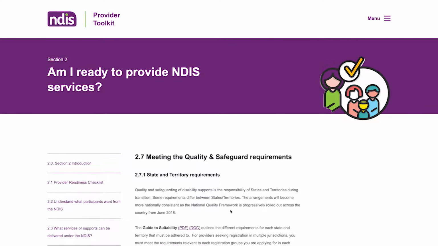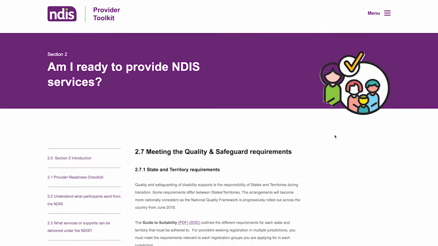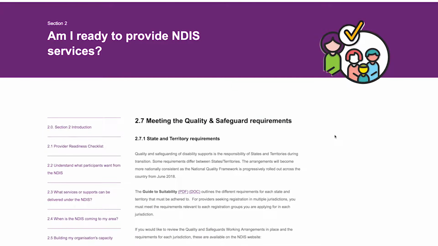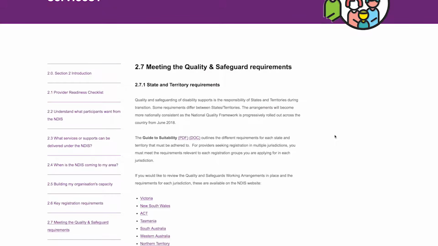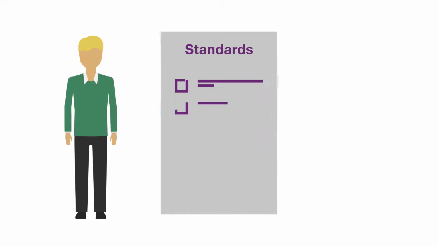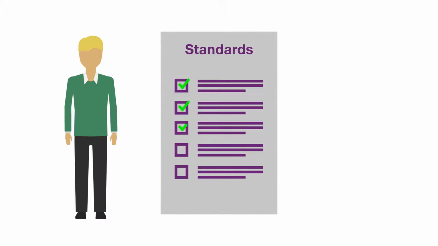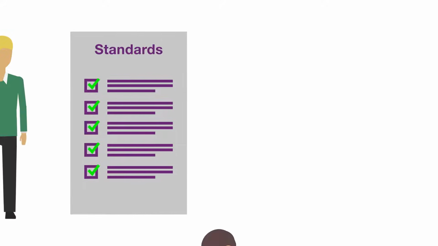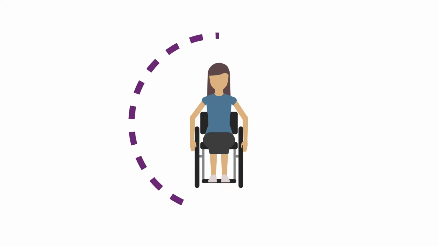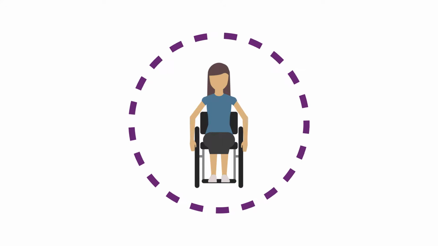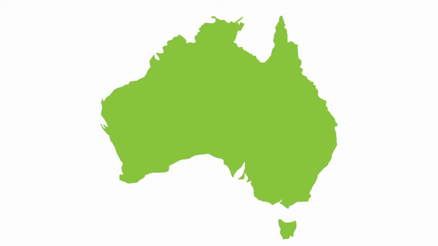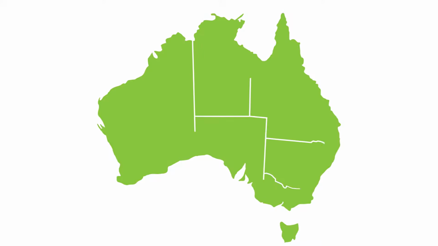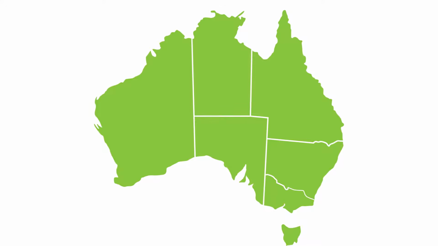Depending on the support categories you're registering for, you will most likely have to meet your state or territory's regulatory requirements. These are called the Quality and Safeguards Working Arrangements, as seen in Section 2.7. It's important that all providers meet this set of basic standards and professional qualifications before they work with people with disability. It's about putting the right protections in place for NDIS participants and showing that you take your responsibilities as a provider seriously. From 2019, there'll be a single national regulatory process. But until then, existing state and territory arrangements will remain in place.